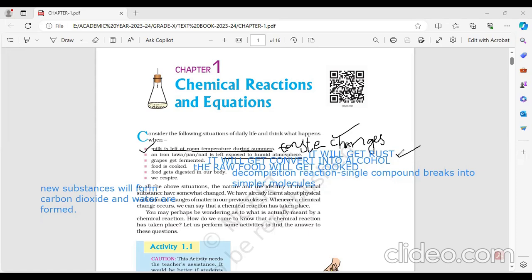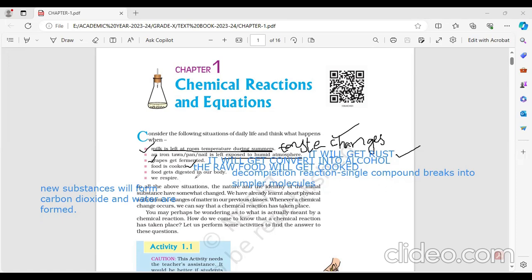Example of chemical reaction: grapes get fermented. It converts into alcohol, which is the formation of new substances. Are there color changes? Yes. The grapes, when they are green, change into dark brown or black color when they get fermented. The color changed.